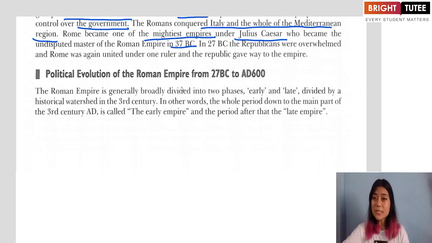Now, we have learned that Rome was a republic, right? But despite this republic nature of government, over time it became an empire with one ruler or one emperor as the head of the entire empire. So it was not a republic. It was an empire with one ruler, with an emperor.